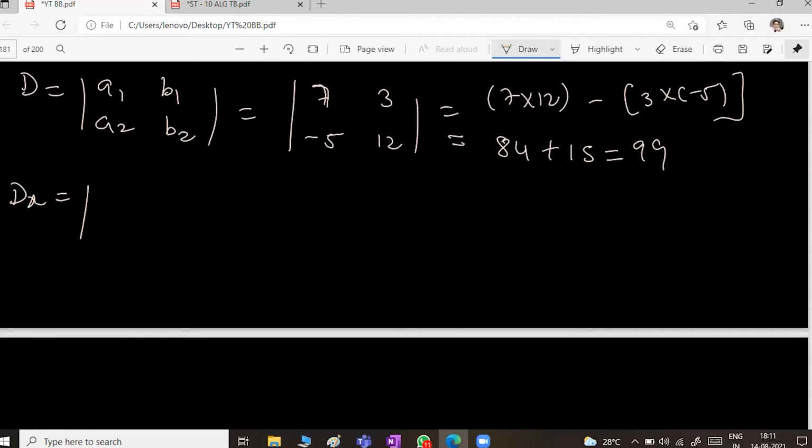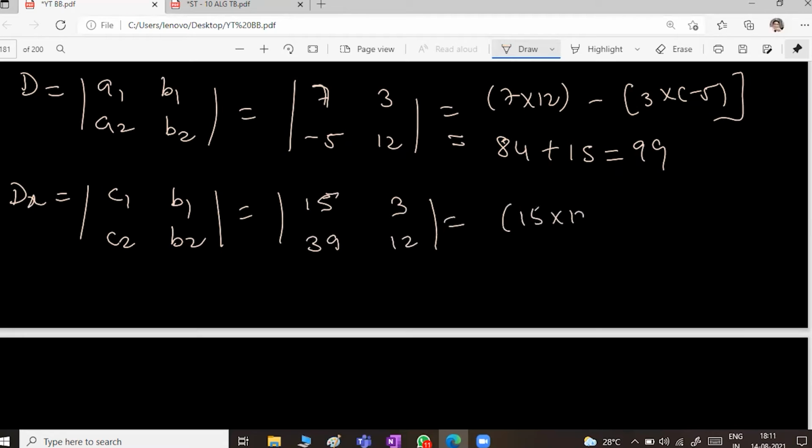ठीक है, dx is equal to इधर c1 c2 and इधर आ जाएगा b1 b2. So here it is going to be, क्या आ जाएगा बोलो. Here you are going to get 15 upon 39, 3 upon 3 and 12. ठीक है, I was reading it wrong. So here it will get 15 into 12 minus 3 into 39 या 39 into 3, one and the same है. So 12 into 15, just check whether it's 180.